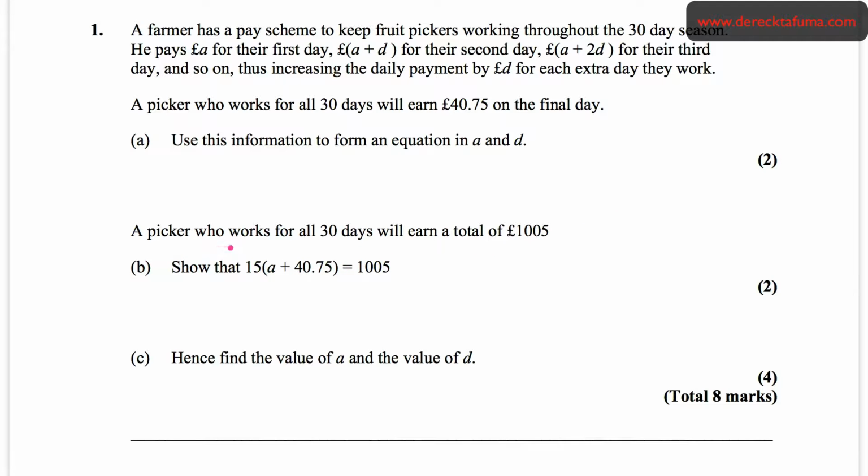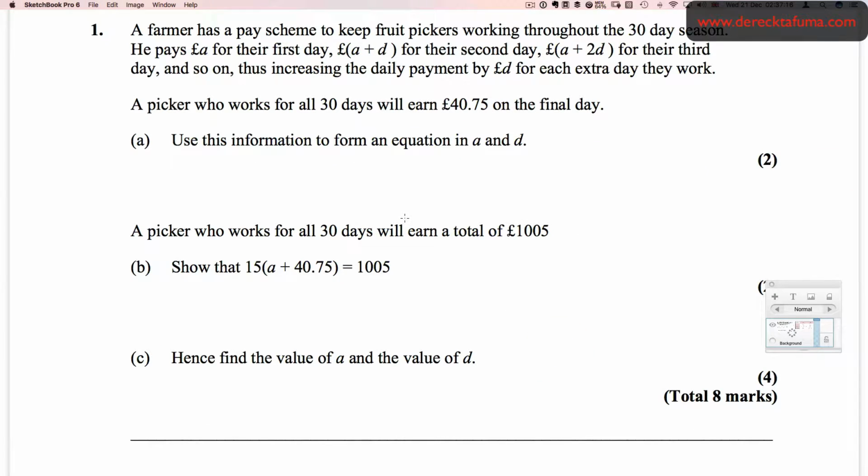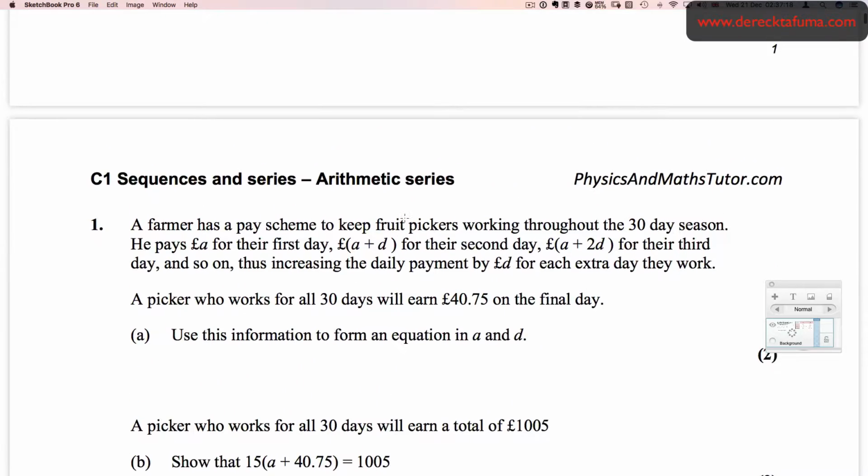A picker who works for all 30 days will earn a total of £1,005. Show that 15 brackets A plus 40.75 equals 1,005. That's 2 marks. And C, hence find the value of A and the value of D. That's 4 marks. A total of 8 marks for this question. Okay, so I've put the question here as well.